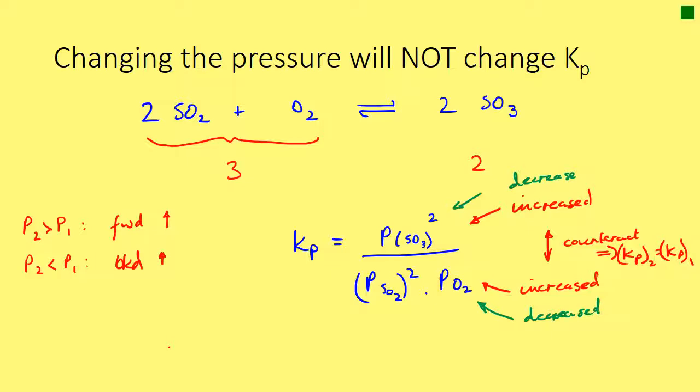Right, and in the same way, these two decreases are of the same ratio, so they cancel each other out, and so Kp at pressure 2 is still equal to Kp at pressure 1 in the same case. So hopefully what you can see there is how Kp is not changed even when you change the pressure, even for reactions where you've got a different number of particles on the reactant side versus the product side.